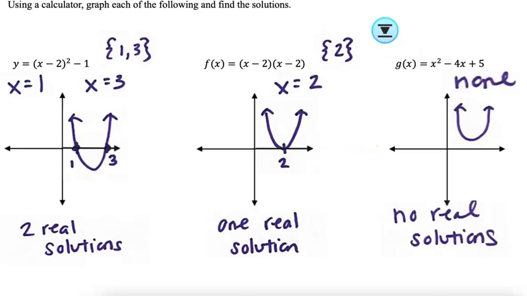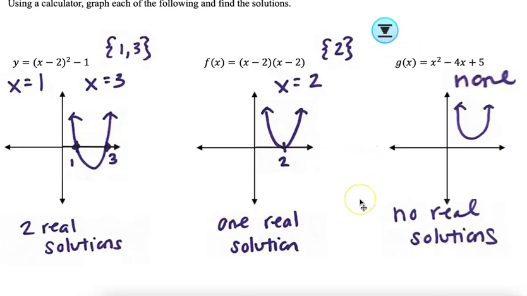Now, if you didn't have a graphing calculator, you would need to do this by hand. So one way to do this by hand is to factor. And so we're going to talk about that.